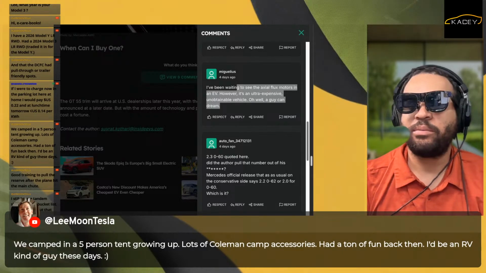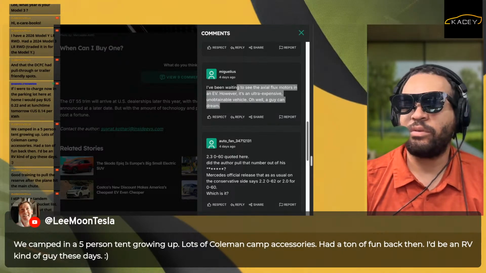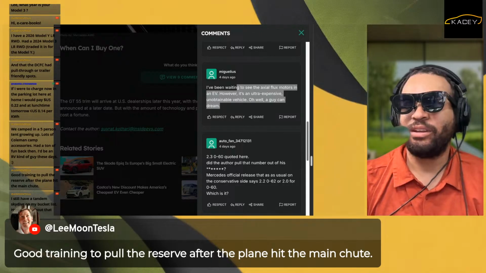At least we camped in a 5-person tent while growing up, lots of Coleman camp accessories. Had a ton of fun back then. I'd be an RV kind of guy these days. Good training to pull out the reserve after the main chute. Absolutely.